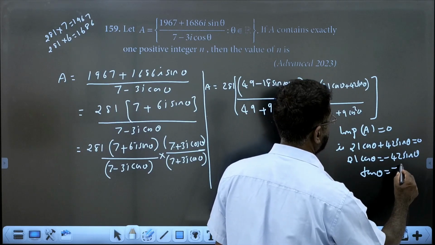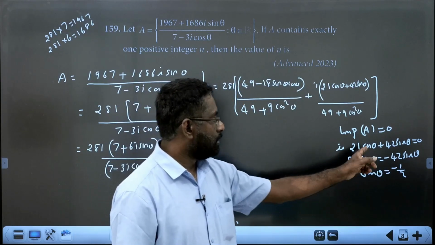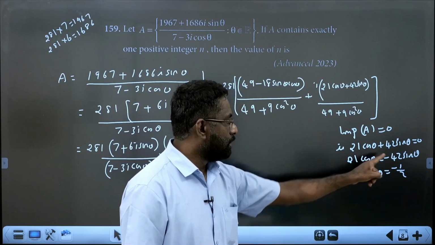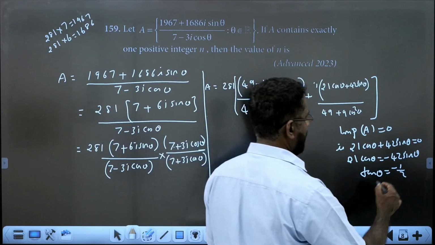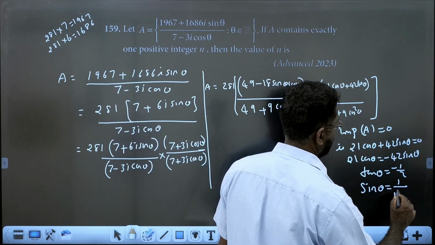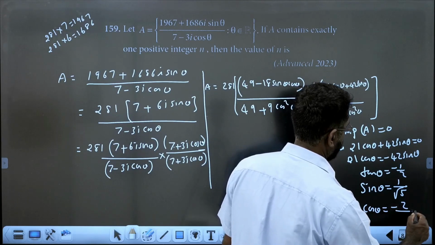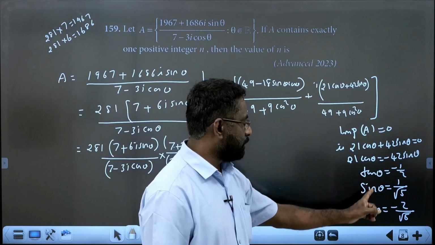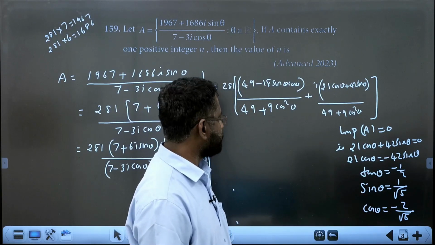So tan theta is equal to minus 1 by 2, that is minus 21 by 42. When tan theta is equal to minus 1 by 2, sin theta is equal to 1 by root 5, and cos theta is equal to minus 2 by root 5.